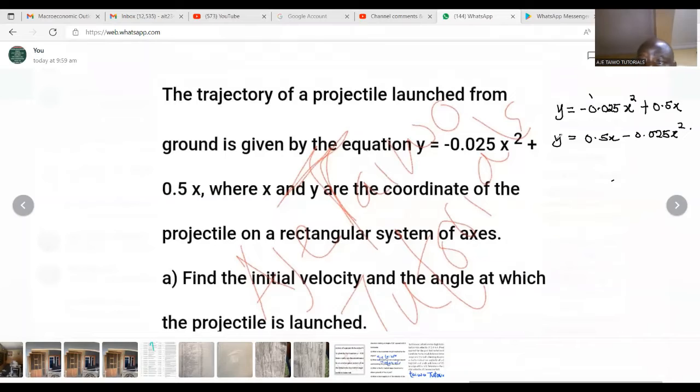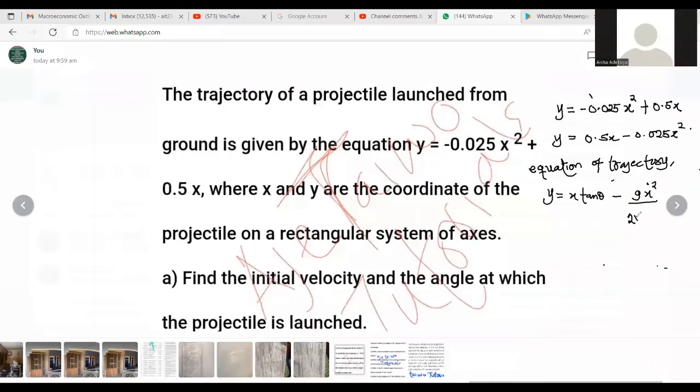Watch, please. Who can tell me what's the equation of trajectory? What's the general equation of trajectory? Who can tell me? Y is equal to x tan theta minus... Okay, thank you. So equation of trajectory is y equals x tan theta minus g x squared over 2 v naught squared cos squared theta. That's the equation of trajectory.